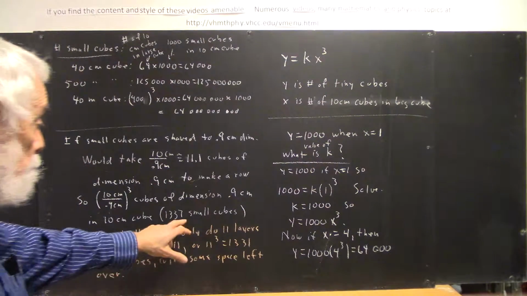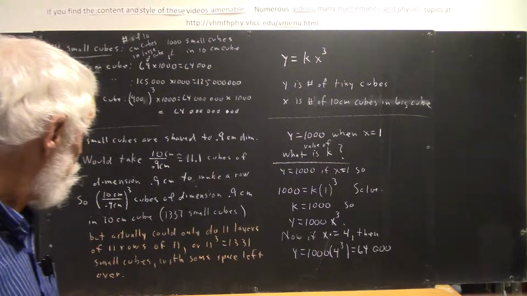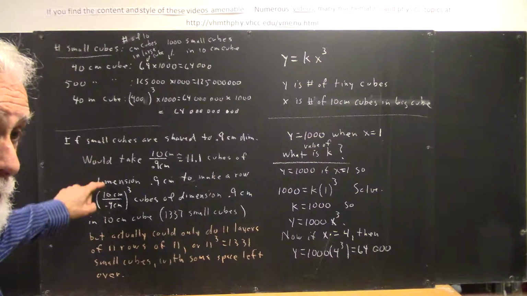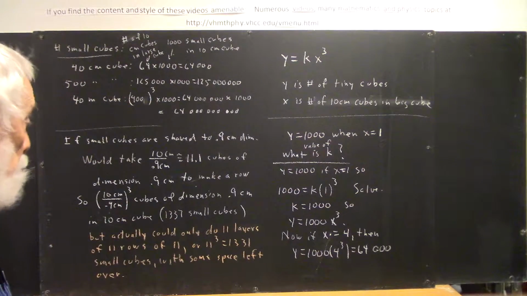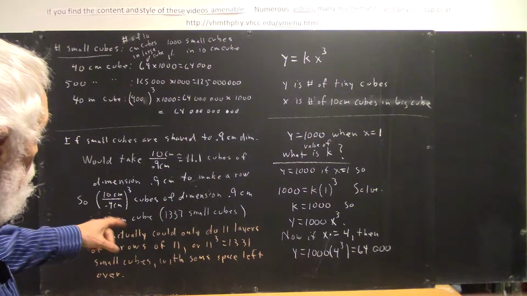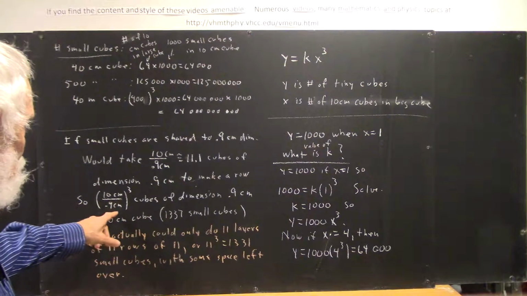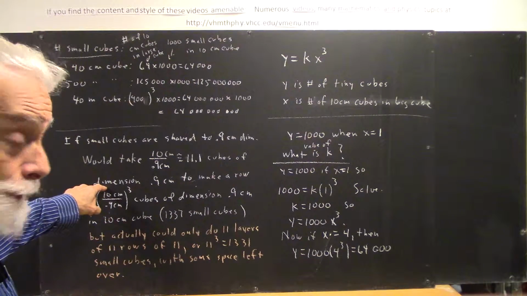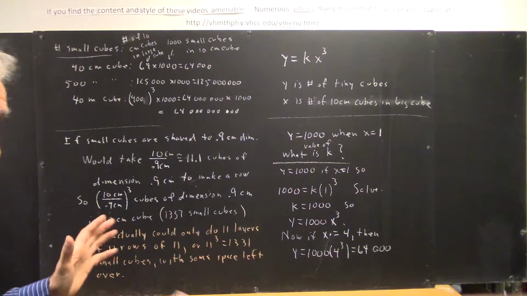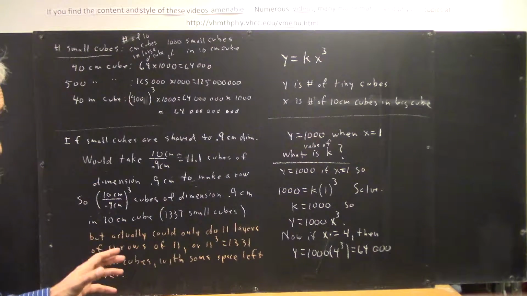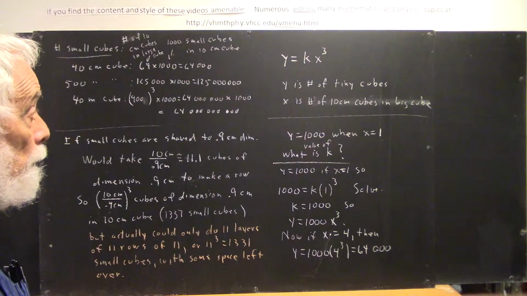For now, we're going to just ignore that difference. Okay, so we'll say that it's going to be pretty close to the cube of this ratio, but we've got to be careful because if this number doesn't go evenly into 10 centimeters, we're going to have some space left over, and sometimes it'll be a lot more than the space that's left over in this example.